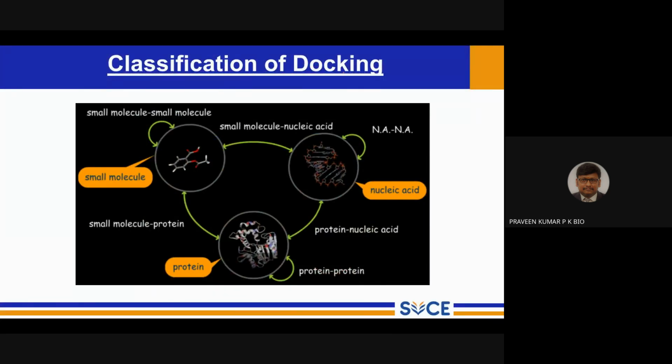And if you see this classification of docking, not only can we dock a small molecule with a protein, as I have been saying from the beginning, we can also dock protein with protein, protein with nucleic acid, that is DNA-protein, and also small molecule with nucleic acid. This is also a kind of docking.